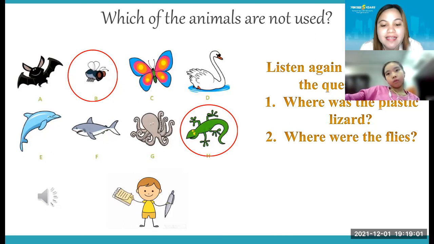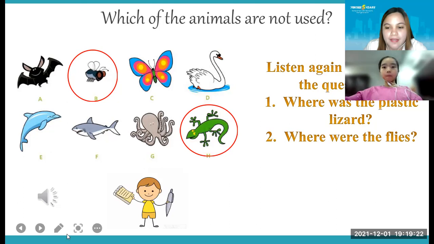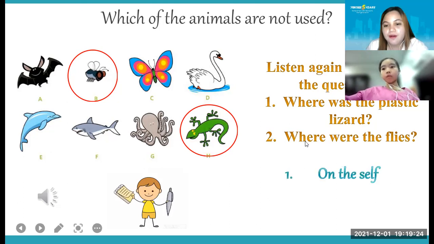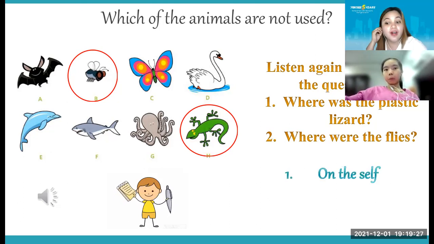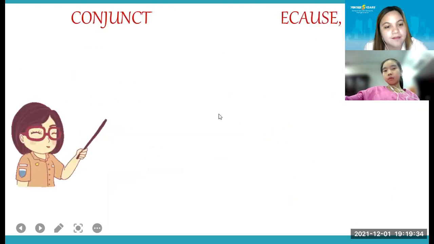Okay, now where is the plastic lizard? On the brush? Okay, and how about the flies? Where are the flies? On the backpack. Okay, let's see. So the plastic lizard is on the shelf. Okay, and the flies are inside the tent.